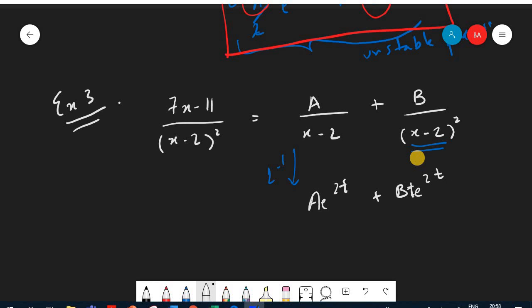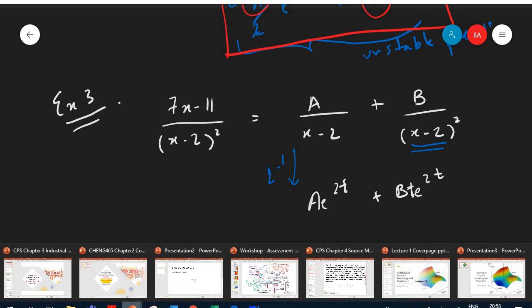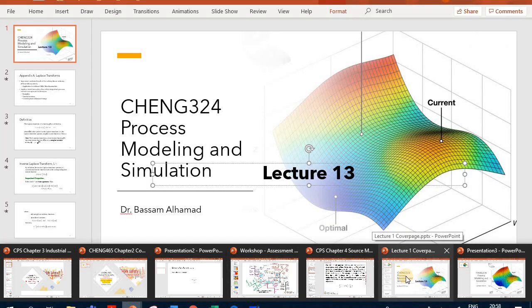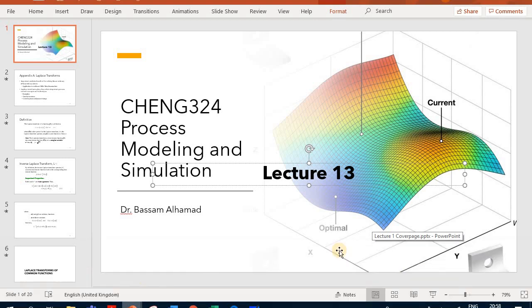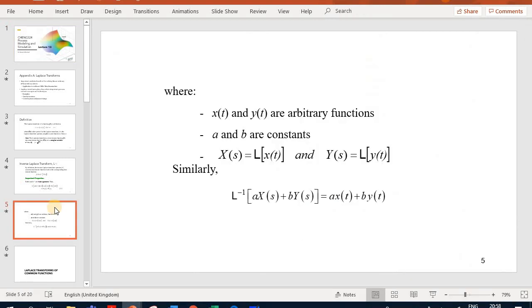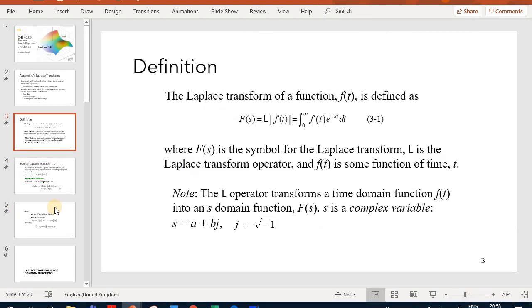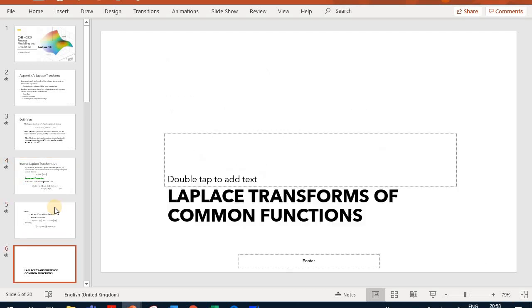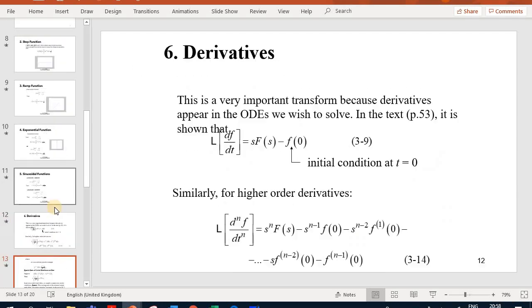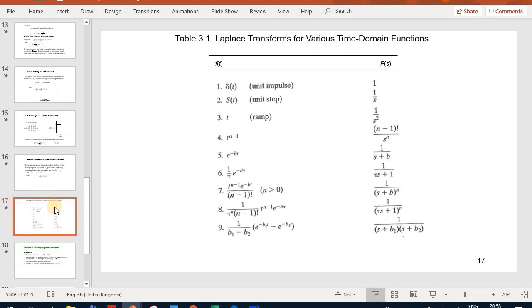And just to make sure that we know exactly what we are doing, we are going to go back to the presentation. That is lecture number 13, and that was part of lecture number 12 actually. I'm going back to lecture number 12, and if you go to the Laplace tables, so these are the Laplace tables. So what does the Laplace table say?